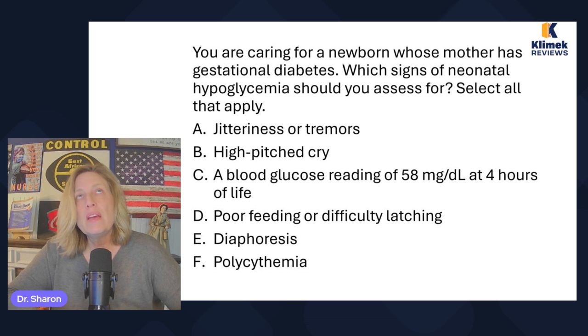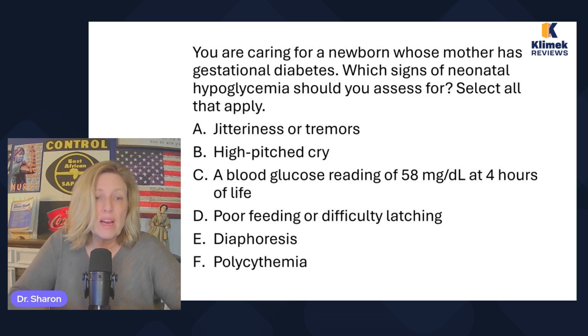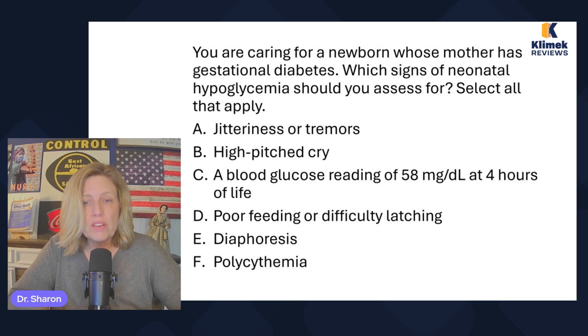In general, is a high-pitched cry a sign of hypoglycemia? A high-pitched cry. No, I mean, not with adults, but high-pitched cry seems to be sort of the sign of distress in a baby. So to me, it just sort of makes sense that I would say yes to that, just because it's standard, the baby's in distress, high-pitched cry. So yeah, that tells me they're in distress. A blood glucose reading of 58 at 4 hours. So this is a number you just have to memorize. In neonates, it has to be under 40 to be considered hypoglycemia. So 58 is okay.